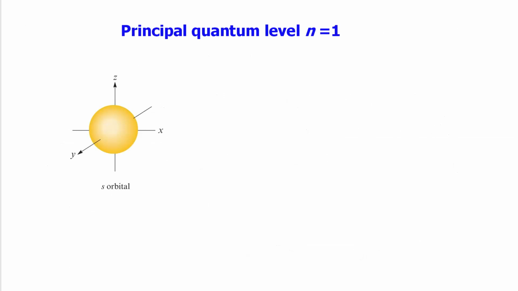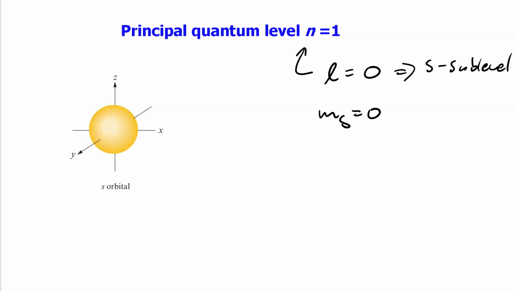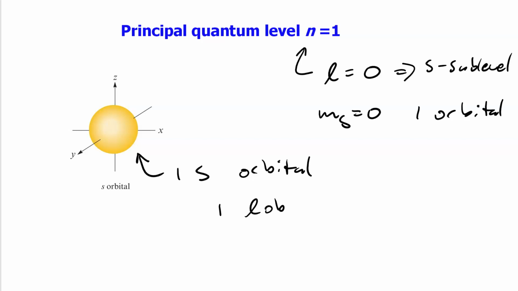When n equals 1, that means L equals 0 and M sub s equals 0. L equals 0 means an s sublevel. M sub s equals 0 means there is 1 orbital. This is a representation of the 1s orbital. Its shape is spherical. It only has 1 lobe.